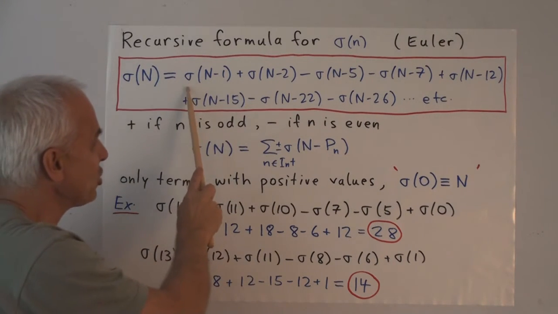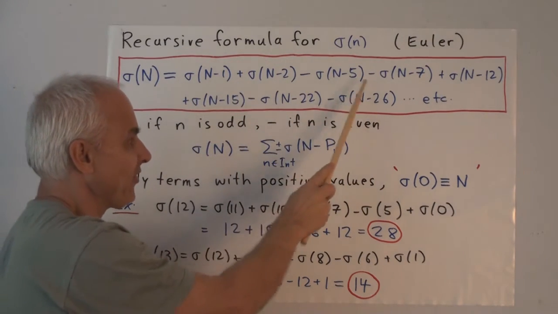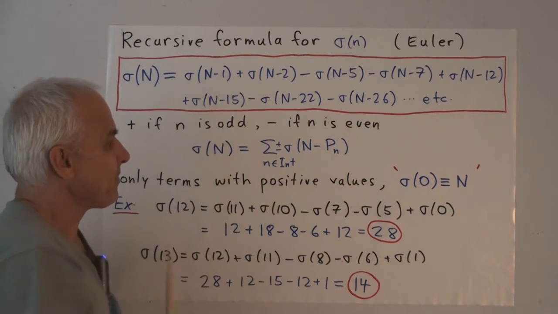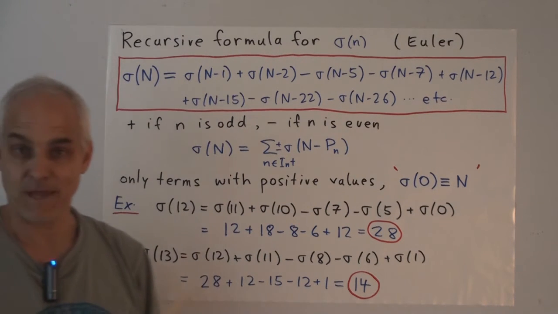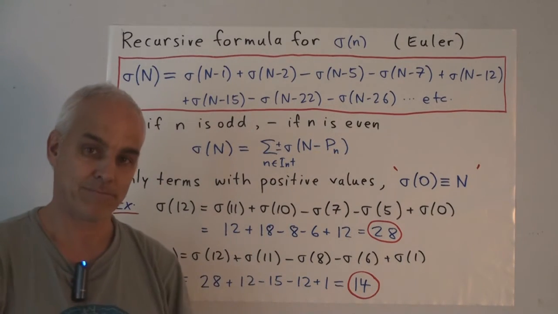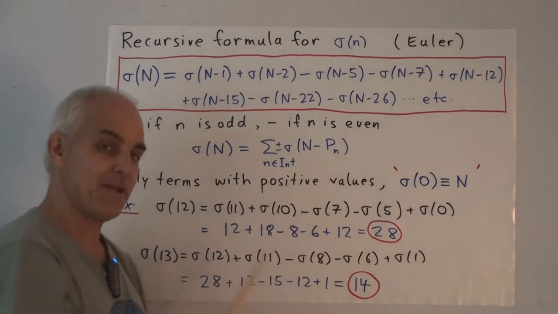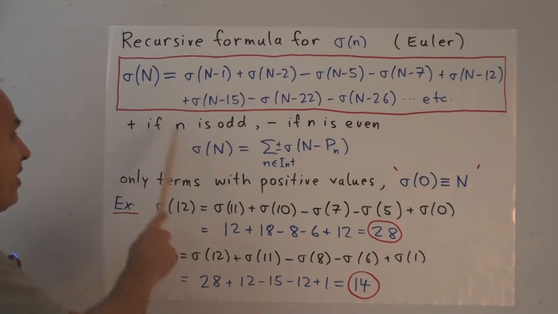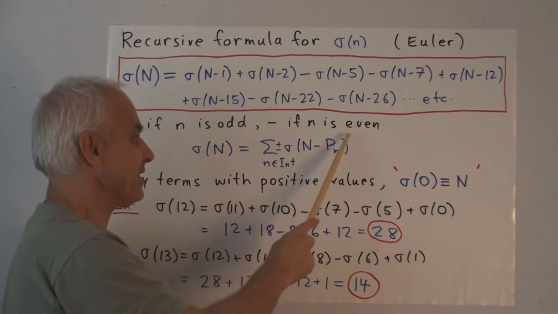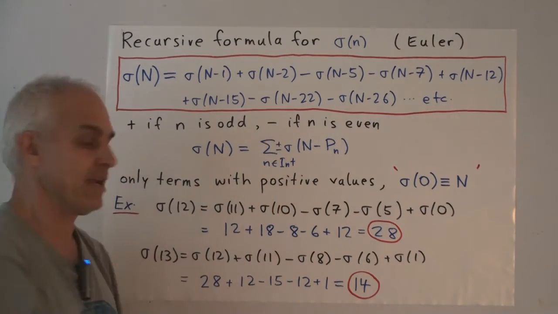There's also the issue of signs. Some of them are plus and some of them are minus. Well, the rule that Euler stated was that if you look at the pentagonal number that you're considering subtracting, let's call it p sub n, if that n is an odd number, then Euler says we put a plus sign in front. And if n is an even number, we put a negative sign in front.